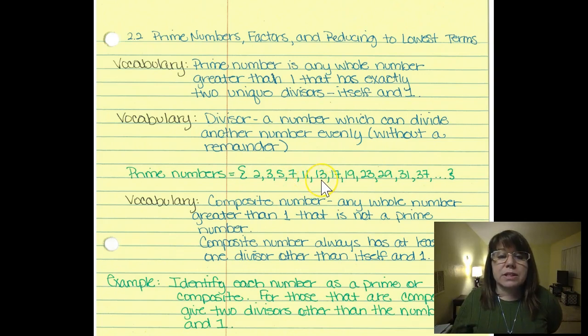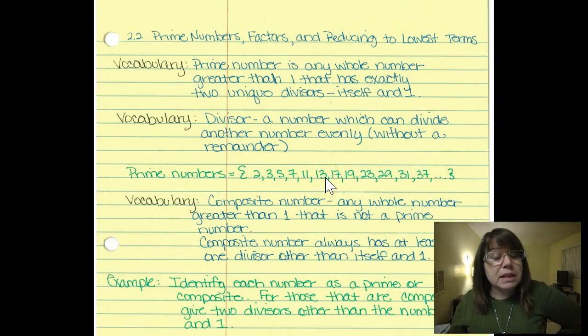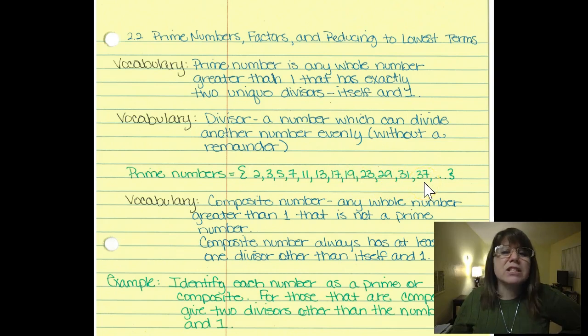11, 13, of course all even numbers besides 2, all even numbers are composite numbers because they have a divisor of 2 in it. So that's why I'm skipping over even numbers. 11, 13, 17, 19, 15 I skipped over because 5 times 3 is 15, as well as 15 times 1 is 15. 19, 23, 29, 31, 37, and so on. Prime numbers never end. They go on and on and on.